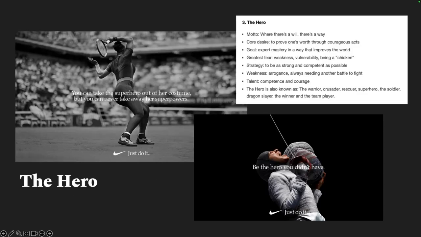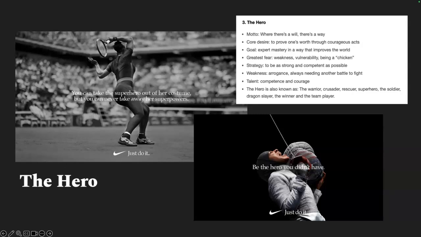So if I were to share this with you, the hero, okay? When there's a will, there's a way. This is the archetype of hero. The motto of the hero is when there's a will, there's a way. So you see, you can take the superhero out of the costume, but you can never take away your superpower. Because Nike allows you to break your own ability, right?